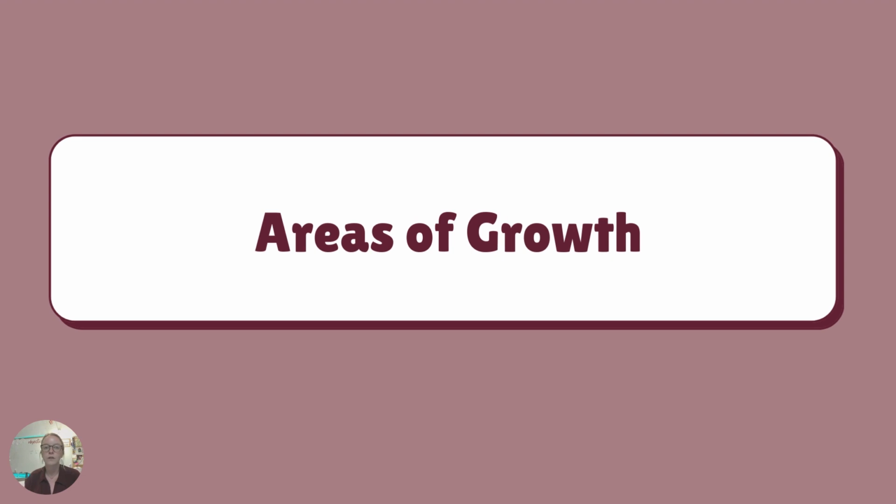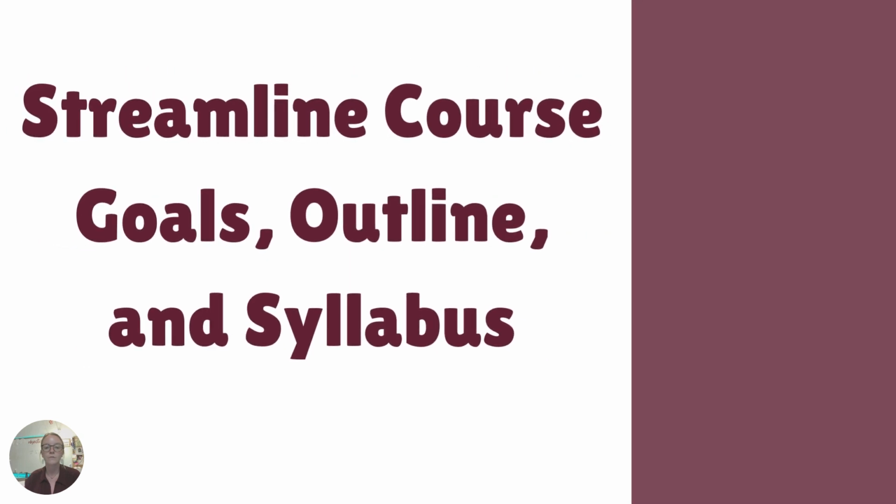To get started, we're going to talk about a couple of areas of growth that came out of the usability results. The first thing that they talked about was streamlining of the course goals, outlines, and syllabus. In my course, the goals are a separate line item than the syllabus, which includes the outline, and they wanted to see that either all together or all separate. So I'm going to weigh out some options on that. I think that I'm leaning towards having them all together within the syllabus and just naming that line item, syllabus, goals, and outline.